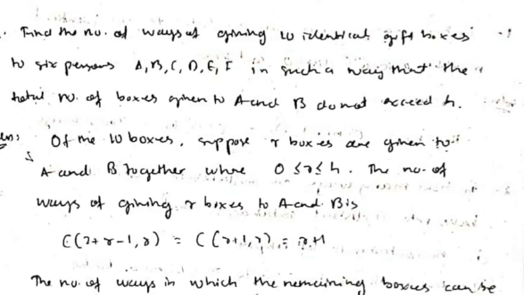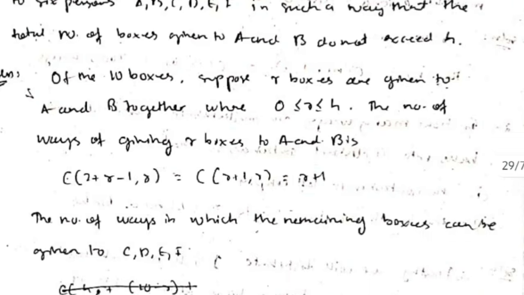In this question, we have been given that there are 6 persons, A, B, C, D, E, F. A and B will be getting prizes which do not exceed 4 together, so they can get either 0, 1, 2, 3 or 4. These are the possible number of ways, 0 to 4. A and B can get that, and the remaining will be distributed among the other 4.